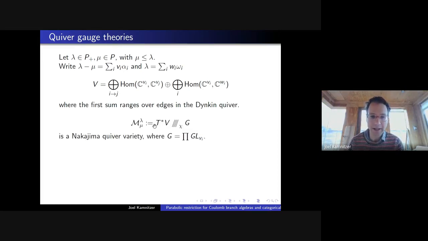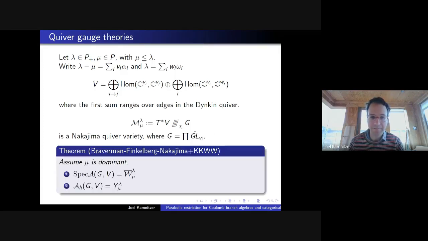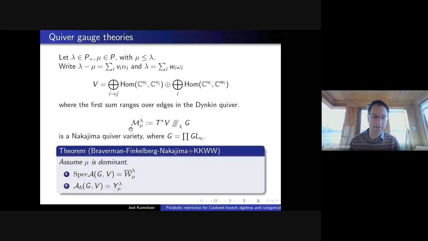As I mentioned, if you then double it and take, say, the projective GIT quotient by the action of this gauge group, which is the product of GL(V_i)'s, you'll get the Nakajima quiver variety. So this is my V and this is my G. This is what's called the Higgs branch. So the Nakajima quiver variety is the Higgs branch. If you remember the recipe for the Higgs branch, it was this.